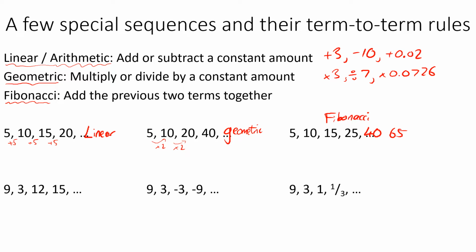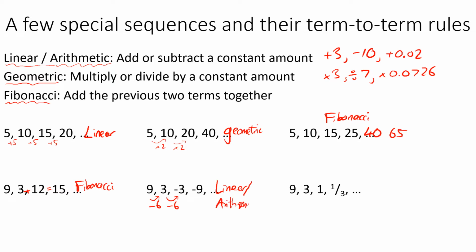What about the last 3? Well, there's one of each, so do you know which one is which? First one, 9 down to 3 up to 12. So 9 plus 3 is 12, 3 plus 12 is 15. Yeah, that is a Fibonacci sequence. 9 to 3 to minus 3 to minus 9. We're taking away 6 this time, aren't we? Yeah, because it's constantly getting negative. So this is another of our linear or our arithmetic sequences.